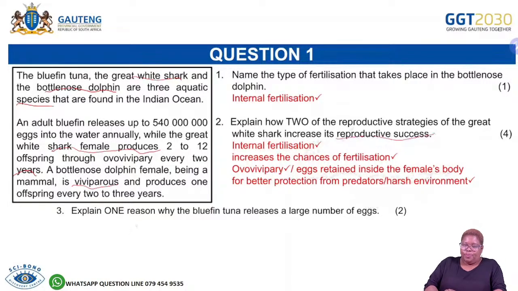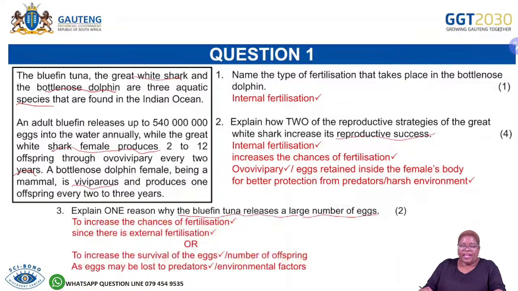Explain one reason why bluefin tuna releases large number of eggs. From the case study, we have learned that for the bluefin to release a large number of eggs, that happens in order to increase what? Chances of fertilization.